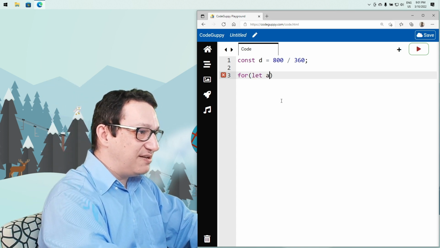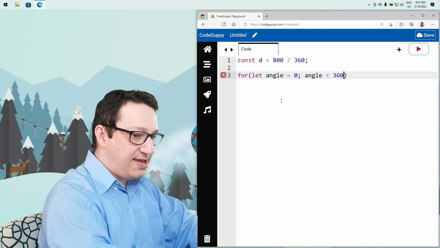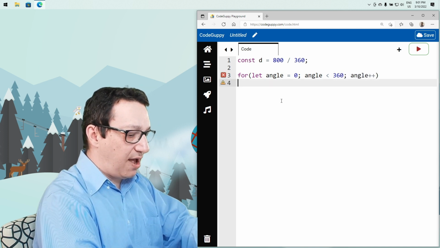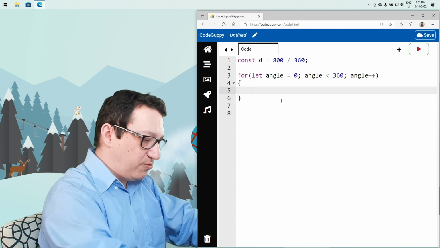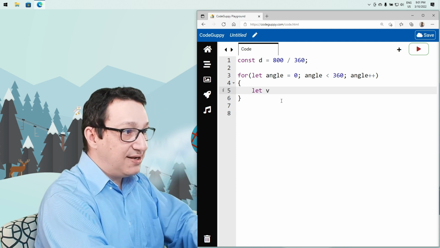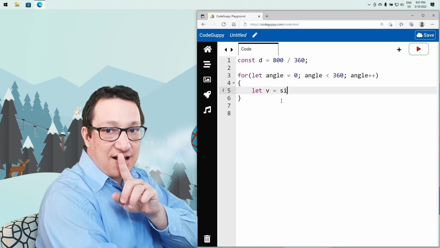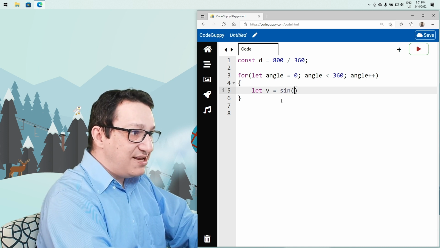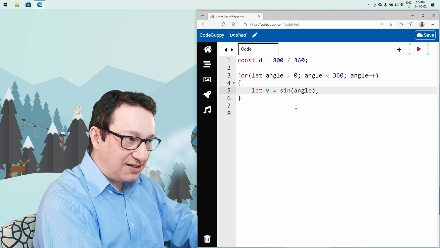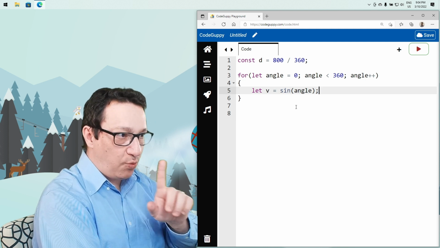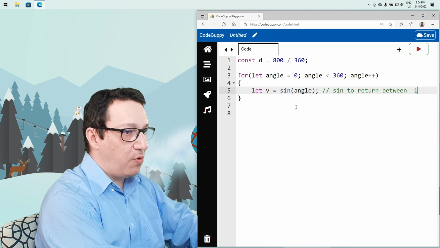So let's choose a variable. We can name it angle, right? Angle goes from 0, angle is less than 360, and angle plus plus. We iterate through all the angles here, right? And then we need to find out the value for an angle. Let's take this in a variable, and as I said, this is the new thing: we use the function sin, and we put the angle here. So we are taking the value in a variable, right? Probably it won't be enough, because we expect sine to return values between -1 and 1, right?